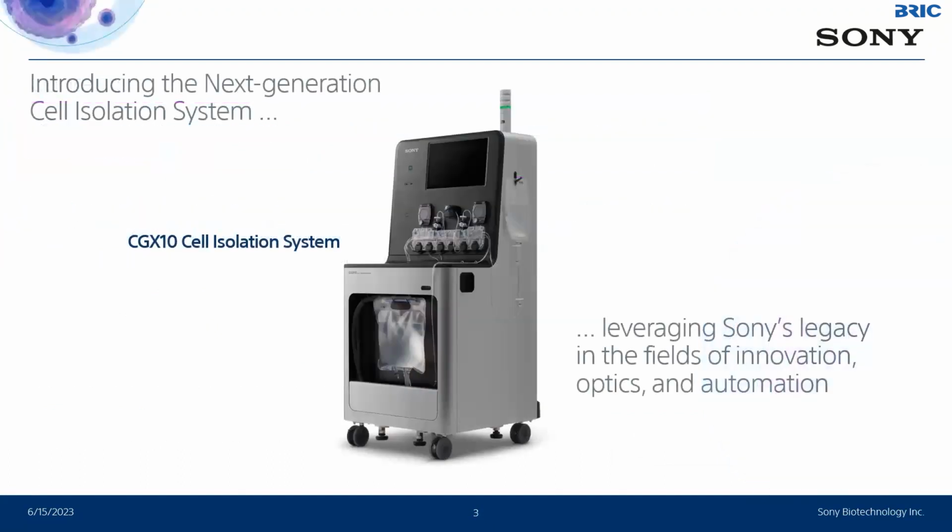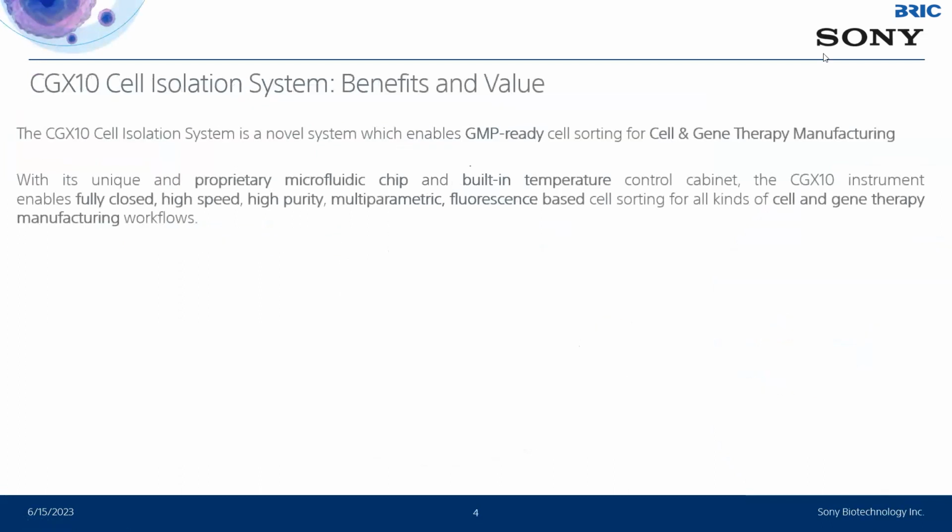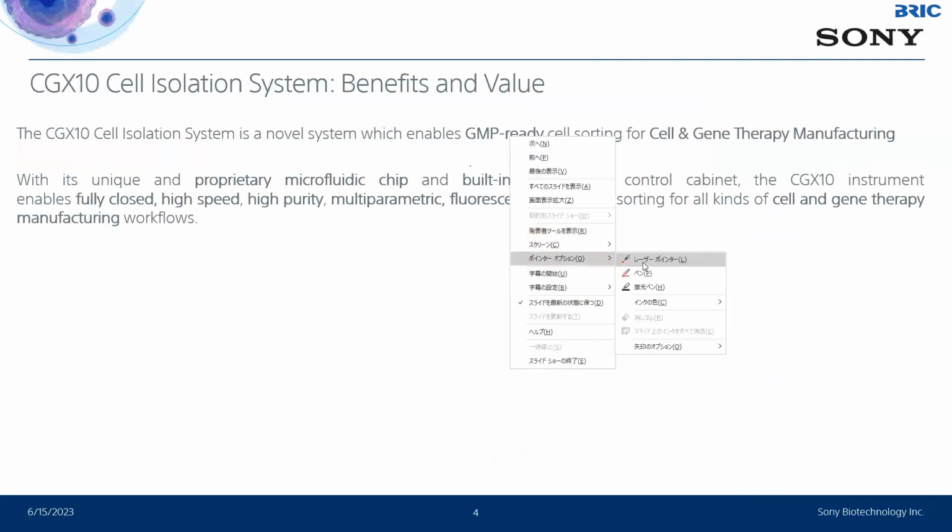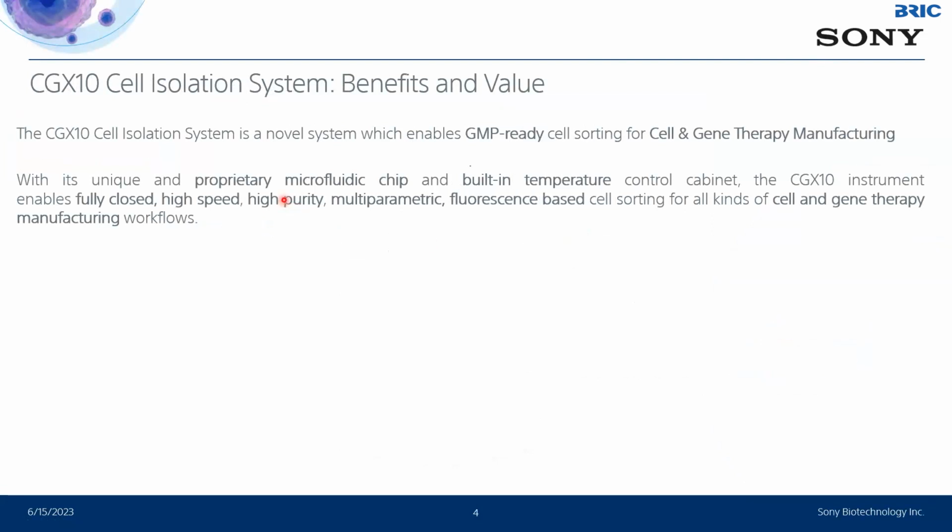So the CGX10 cell isolation system is a next generation cell isolation system, leveraging SONY's legacy in the fields of innovation, optics, and automation. The CGX10 cell isolation system is a novel system which enables GMP-ready cell sorting for cell and gene therapy manufacturing. It has a unique and proprietary microfluidic chip and built-in temperature control. It enables fully closed, high-speed, high-purity, multi-parametric fluorescence-based cell sorting for all kinds of cell and gene therapy manufacturing workflows.